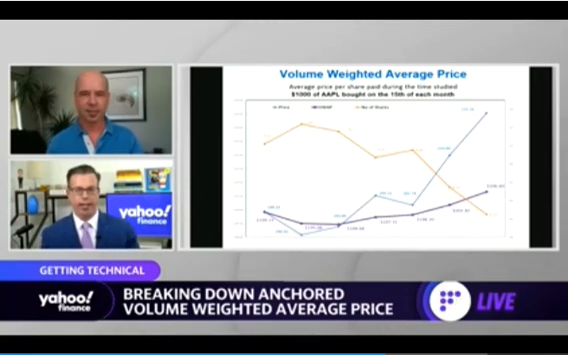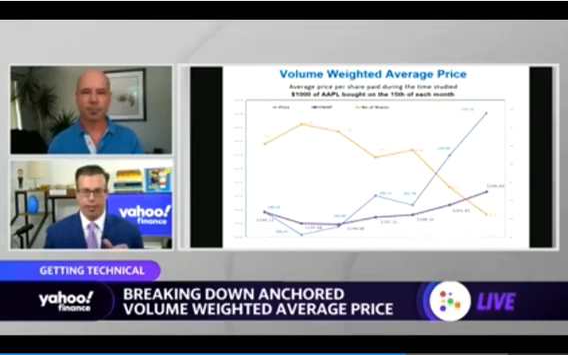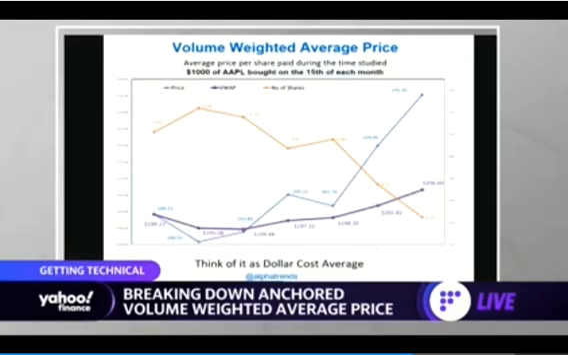But you have a slide here that details VWAP, or volume weighted average price, using average price per share paid during the time studied. $1,000 of Apple bought on the 15th of each month. Why don't you break down what's going on here? So it's really the easiest way to think of what VWAP is. People think volume weighted average price, that sounds confusing. Well, most investors are familiar with dollar cost averaging. Maybe you're going to put $500 or $1,000 into your retirement plan each month.